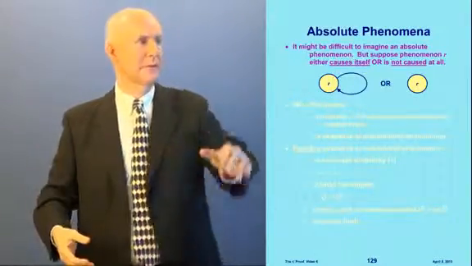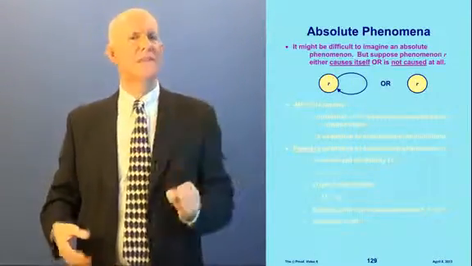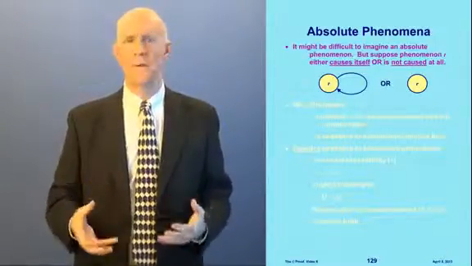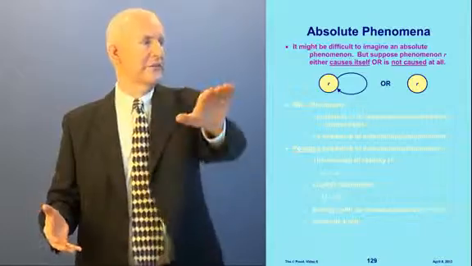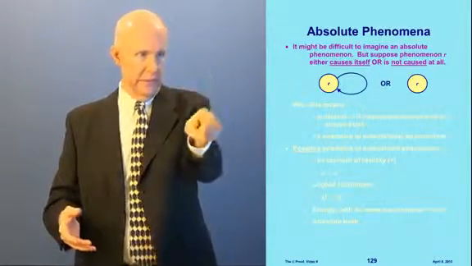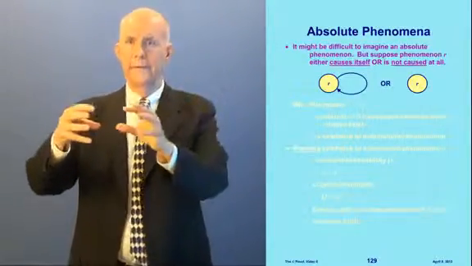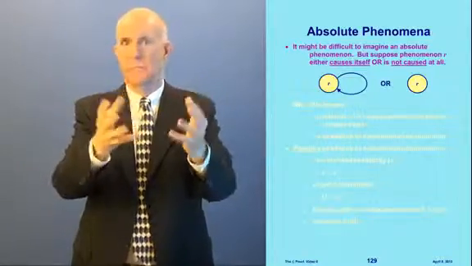Now let's look at absolute phenomenon. Now it might be difficult to imagine an absolute phenomenon, but supposing that the phenomenon R either causes itself, which shows this loop around, or it's just caused, it has no cause.